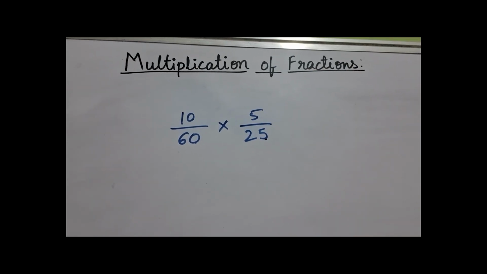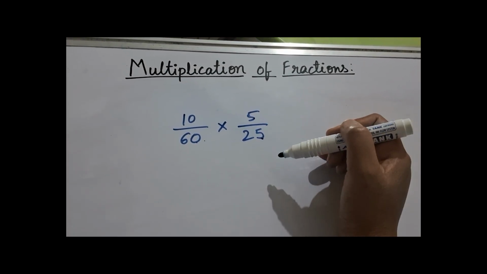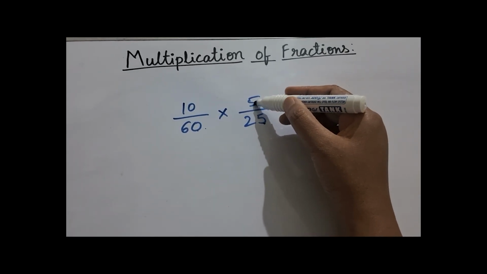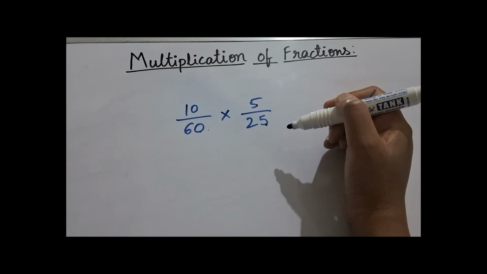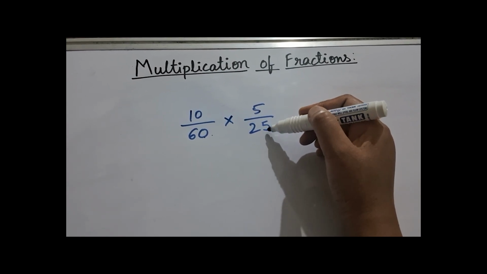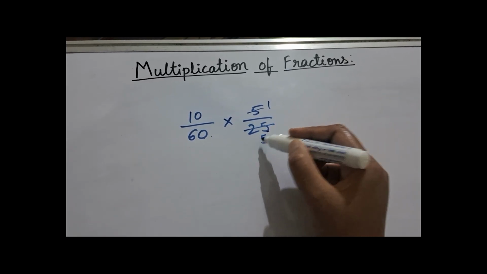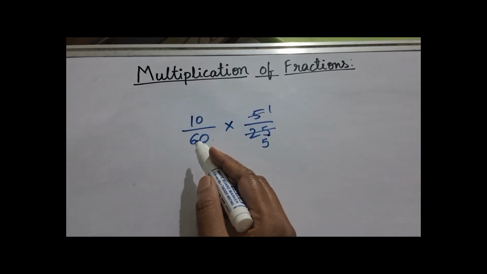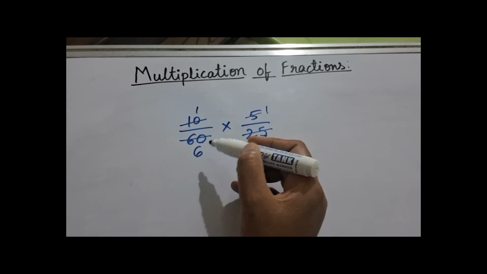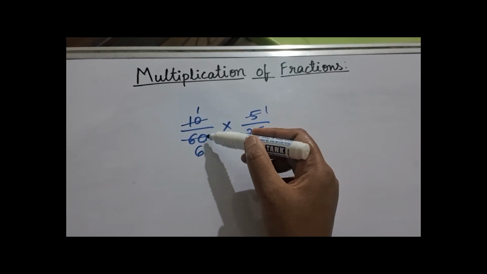Let's take another example, children. Here, 10 by 60 is multiplied with 5 by 25. In this one, we can see that 5 is the numerator and 25 is the denominator, and hence they can be cancelled. The common factor of 5 and 25 is 5. So, 5 ones and 5 fives. Okay. Now here 10 ones and 10 sixes. Both numerator and denominator are cancelling with 10, having common factor 10.